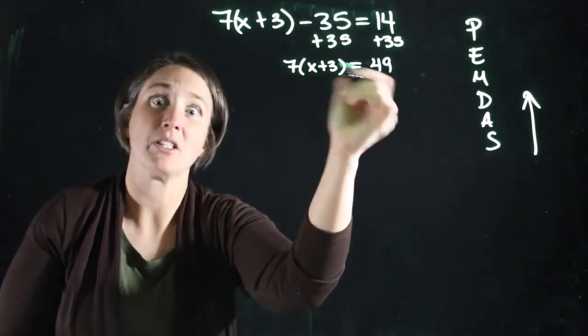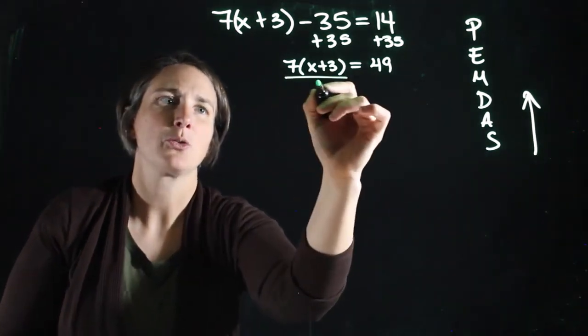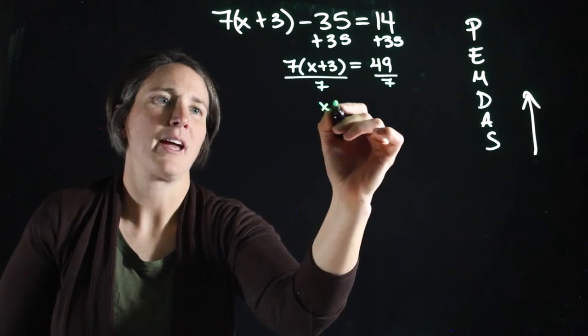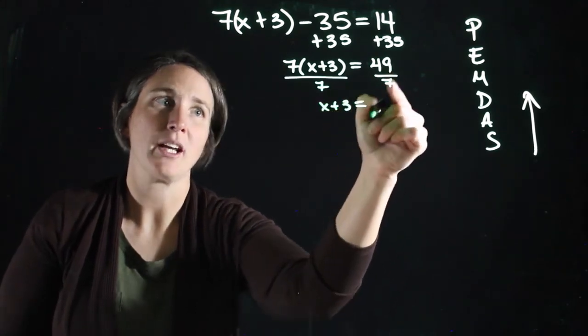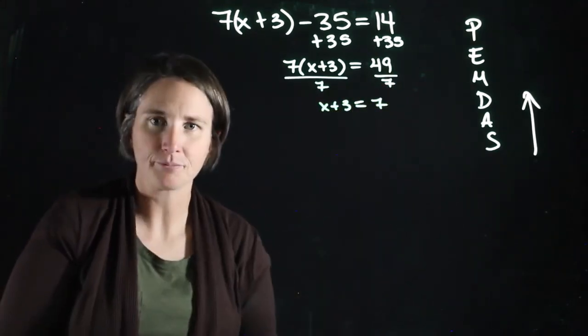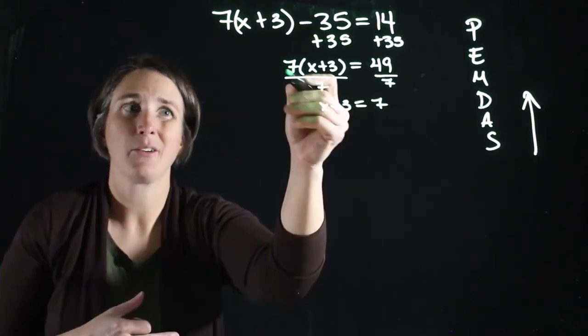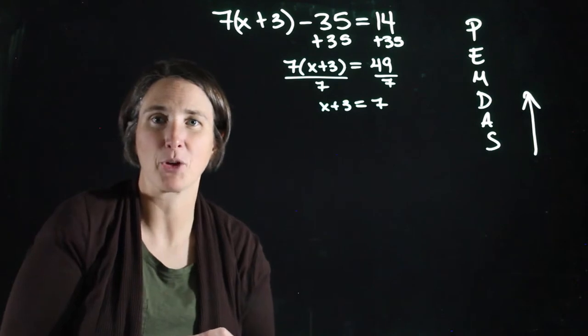We notice it's 7 times that parentheses. So we're going to undo it by using division. We're left with x plus 3 equals 49 divided by 7, which is 7. And finally, the parentheses have dropped away because there's nothing. We've removed the 7 from the outside of the parentheses.